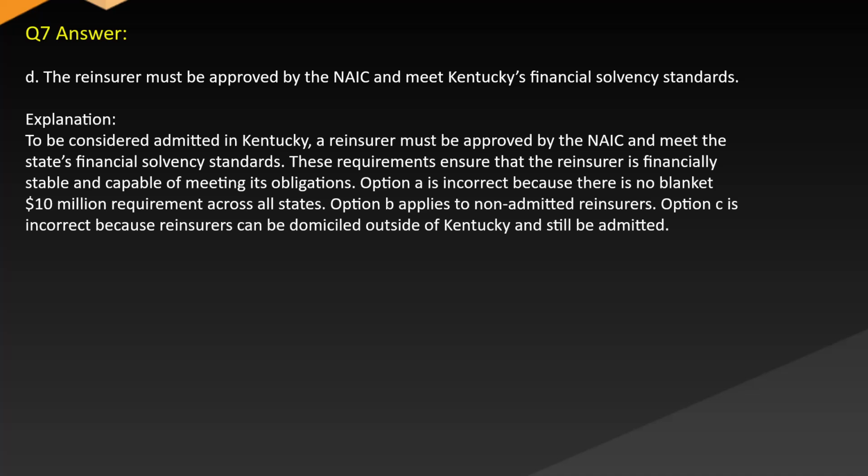Answer D. The reinsurer must be approved by the NAIC and meet Kentucky's financial solvency standards. Explanation. To be considered admitted in Kentucky, a reinsurer must be approved by the NAIC and meet the state's financial solvency standards. These requirements ensure that the reinsurer is financially stable and capable of meeting its obligations. Option A is incorrect because there is no blanket $10 million requirement across all states. Option B applies to non-admitted reinsurers. Option C is incorrect because reinsurers can be domiciled outside of Kentucky and still be admitted.